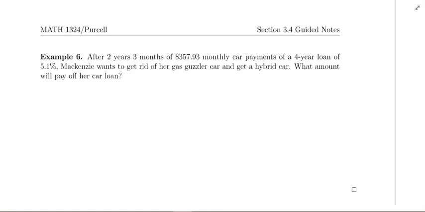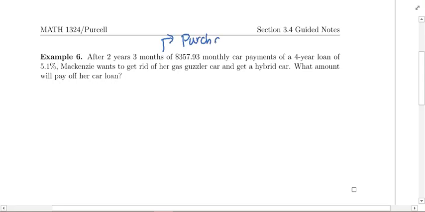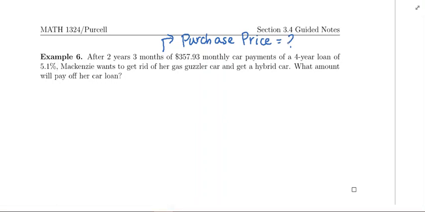All right. So what's going on here is that Mackenzie has this gas guzzler car. She has not paid off the car yet. She made a 4-year loan for this car. We don't know the exact purchase price of the car, so I'm going to put that down here. We don't know specifically what that was, but that's okay, and we'll see in a minute that you don't exactly need that information.